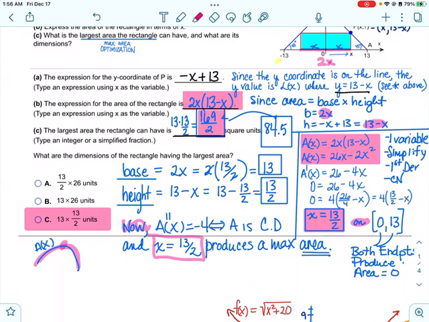Okay, so with that, then for C, the largest area a rectangle can have, we need to find the base as well as the height. The base is going to be 2 times whatever x is. That's going to be 13. And then the height is going to be 13 minus 13 halves, which is just going to be 13 halves. So then you have those. That answers the question. We have the dimensions are 13 by 13 halves units. Okay, that is number 2.